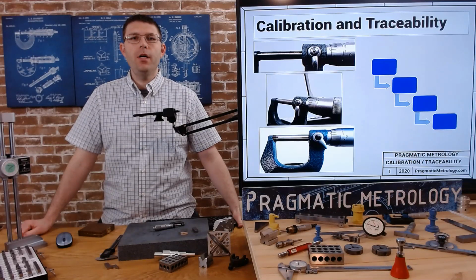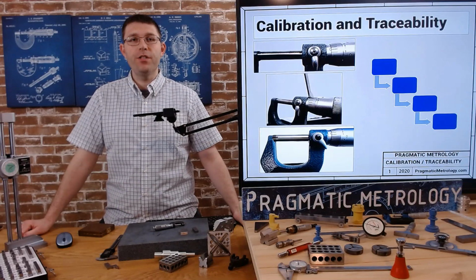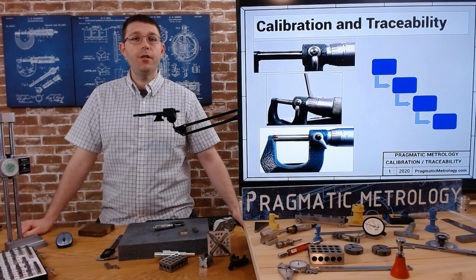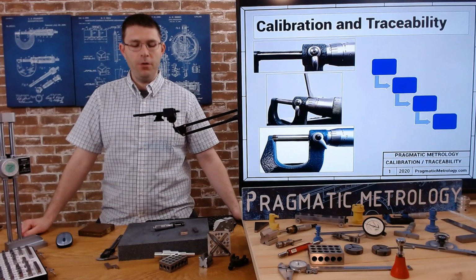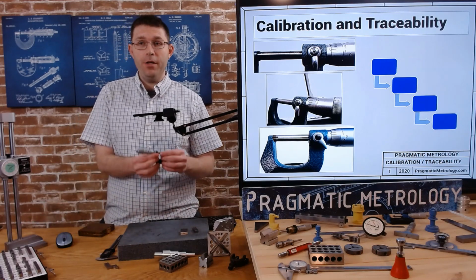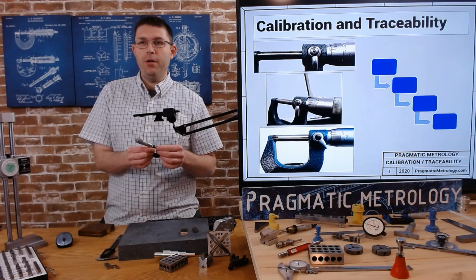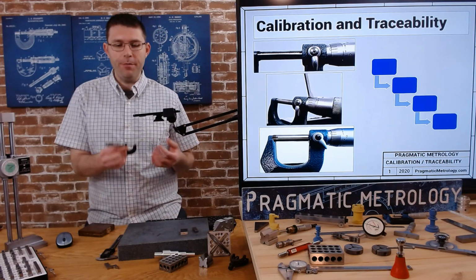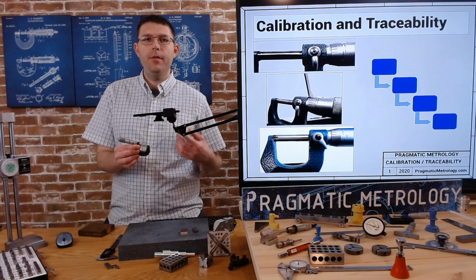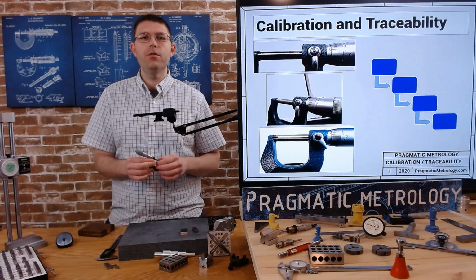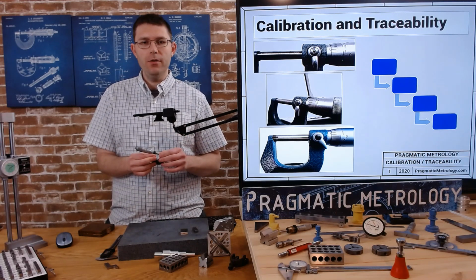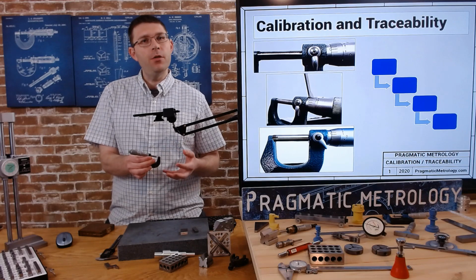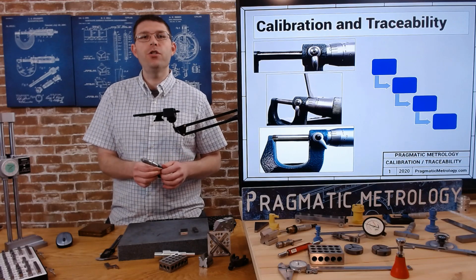In this video, I'm going to cover calibration and traceability. If you've watched the other videos about gauges, you'll know that I've shown you how to calibrate or check calibration on pretty much every gauge we've covered, like micrometers, height gauges, indicators, calipers, many more gauges, and the standards that we use to check calibration.